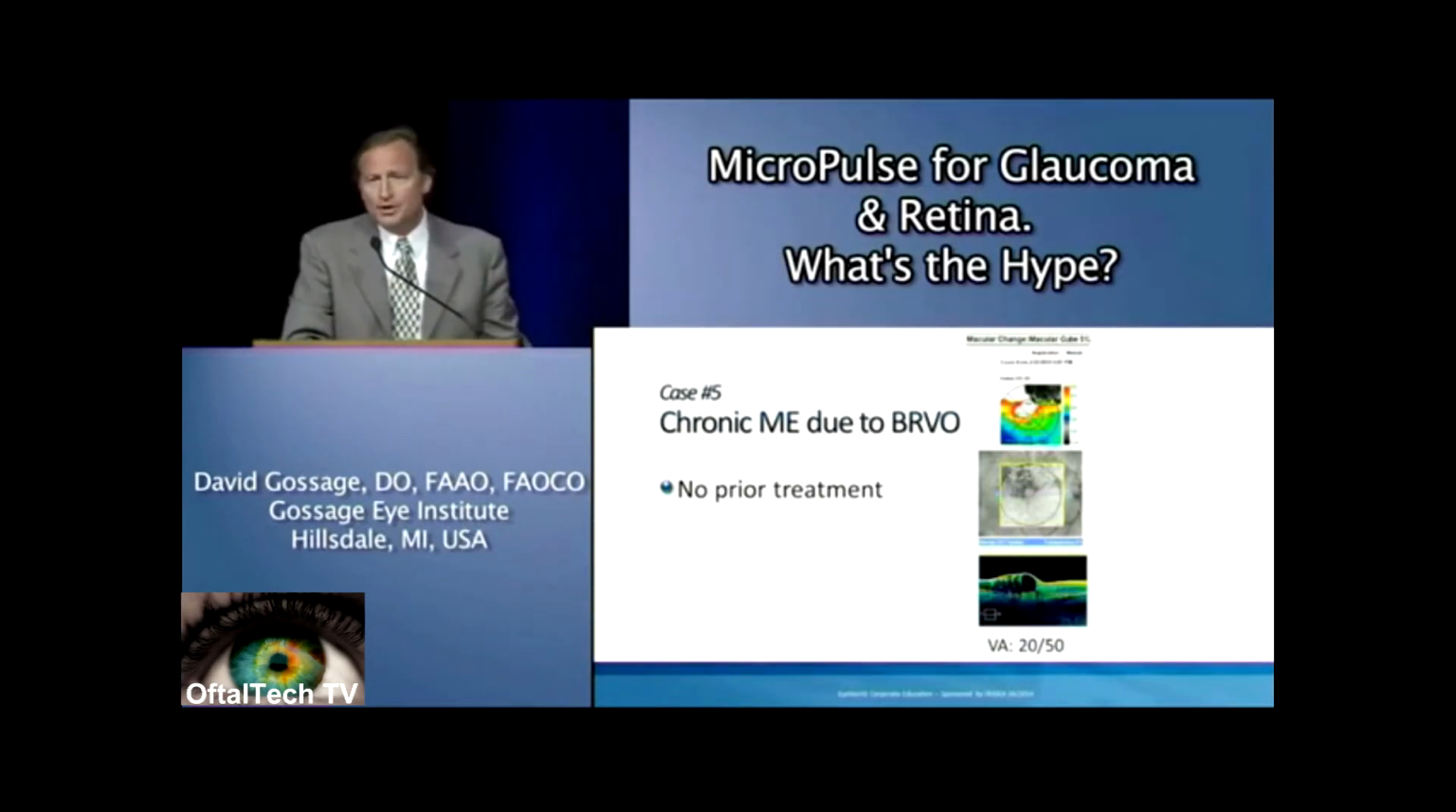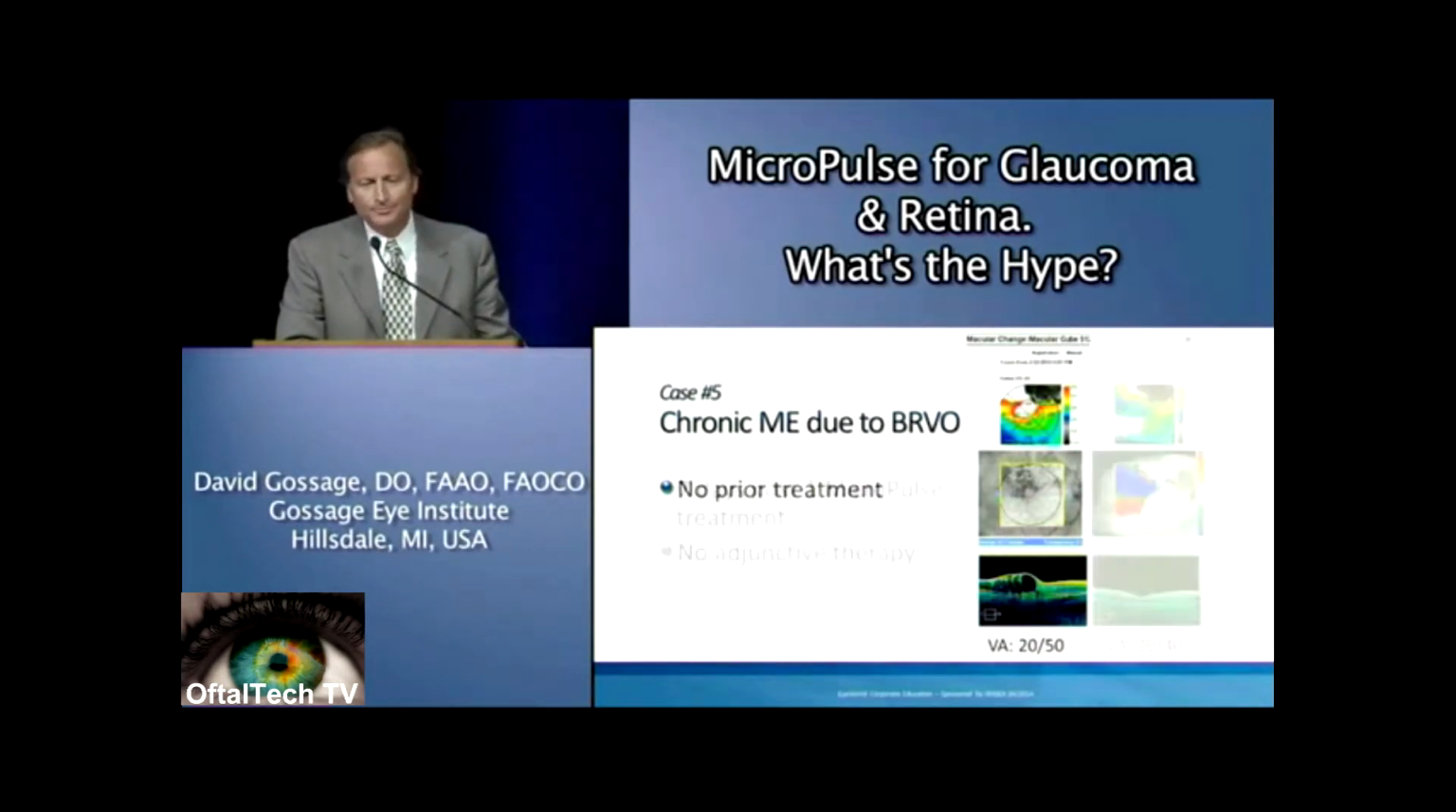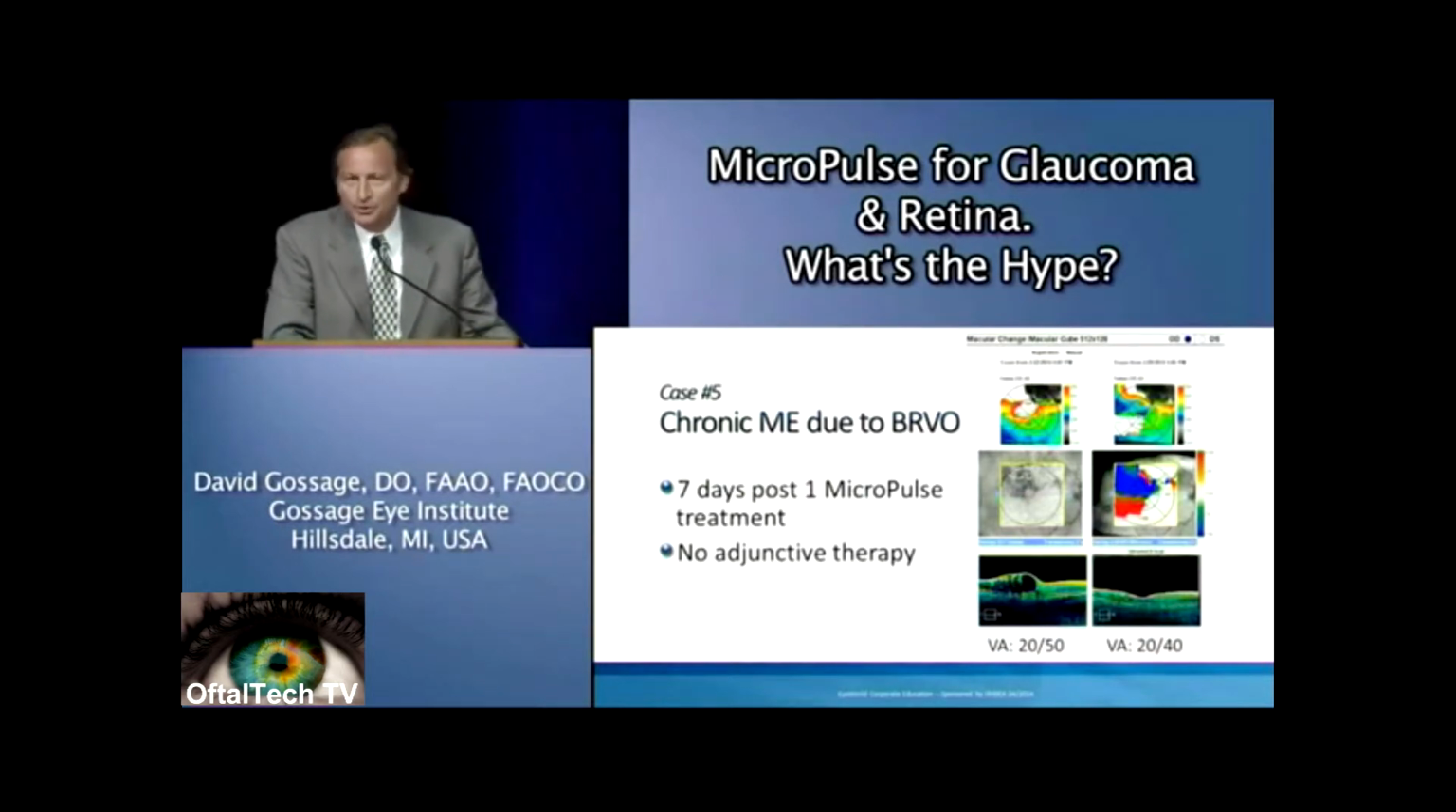This patient had no prior treatment. Visual acuity is 20/50. They came into the office and we offered either MicroPulse and or anti-VEGF. The patient actually opted for the laser. And we did the MicroPulse laser. Now the interesting thing is I never see the patients back in a week, but this patient came back to my office 1 week later and said, my vision's better. And I thought, okay, this is psychosomatic.